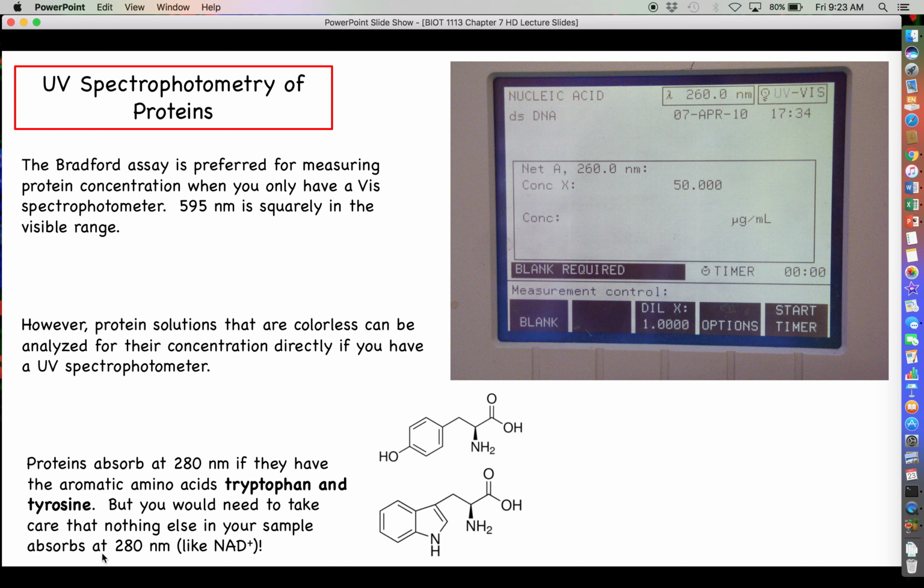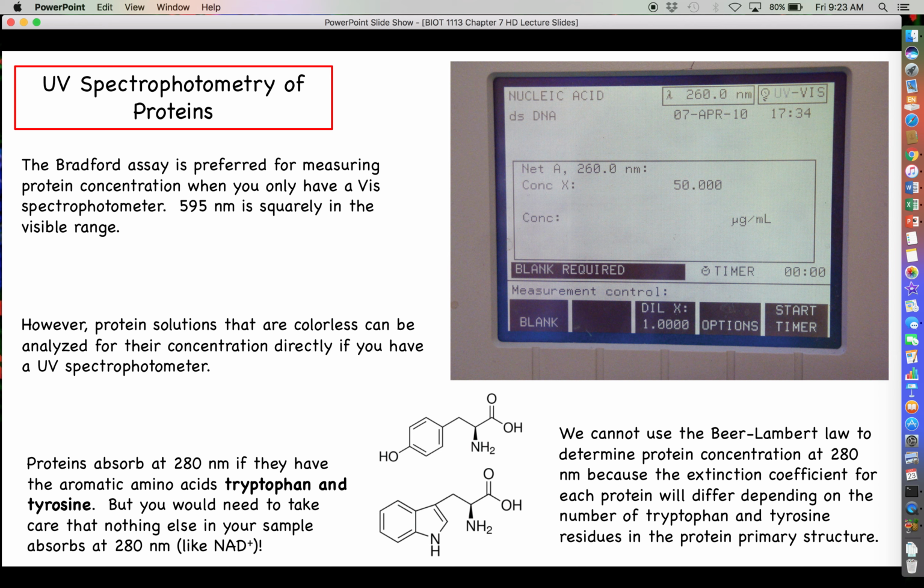But as it mentions here, you would obviously need to take care that there is nothing else in your sample that absorbs at 280 nanometers, something like NAD+. So if you do have a reason to suspect that there may be contaminants that would throw off the accuracy of your measurement, then maybe it would be better to just do the Bradford assay.